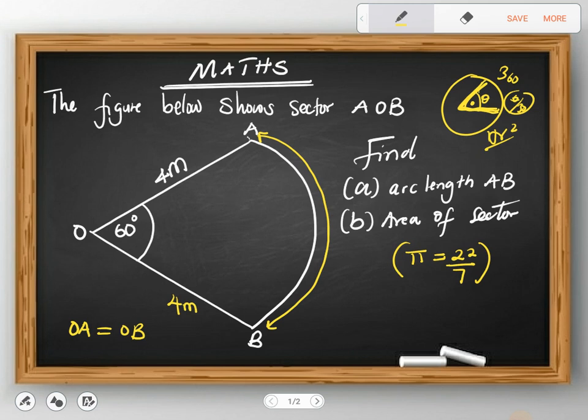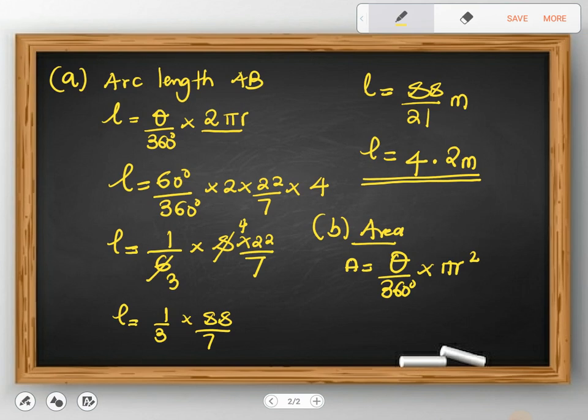But for this arc length, we use 2 pi r. Why? Because the circumference of the circle is 2 pi r. So we are still getting a section, this proportion, just from this entire circumference. I don't know if it's making sense, but it has to.